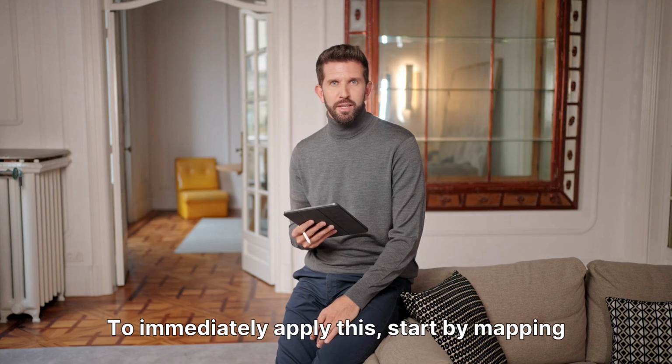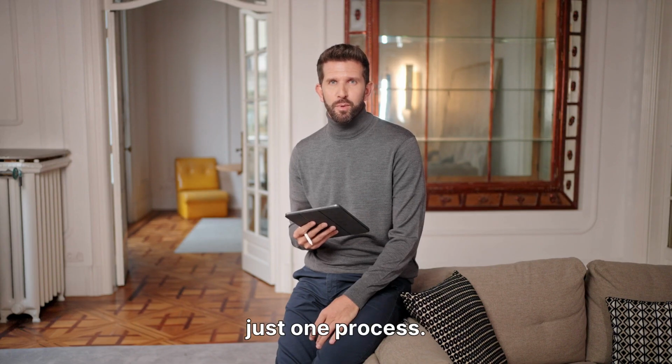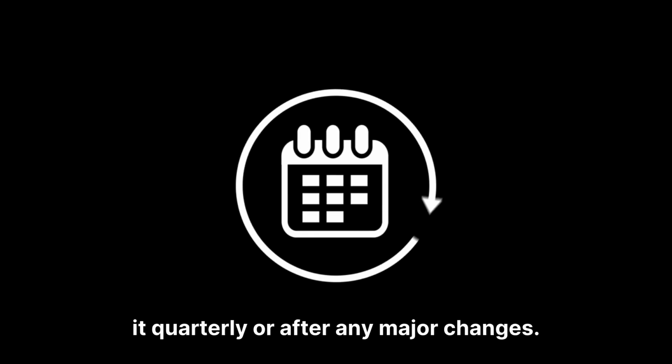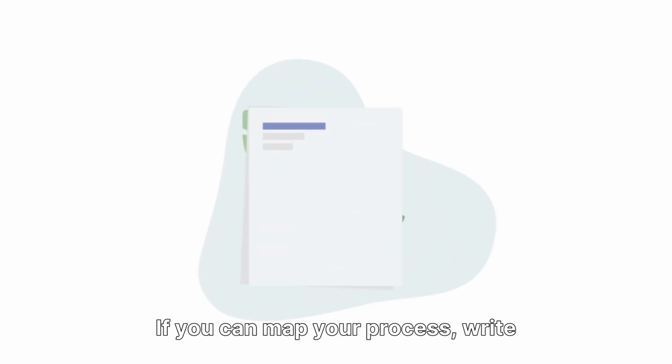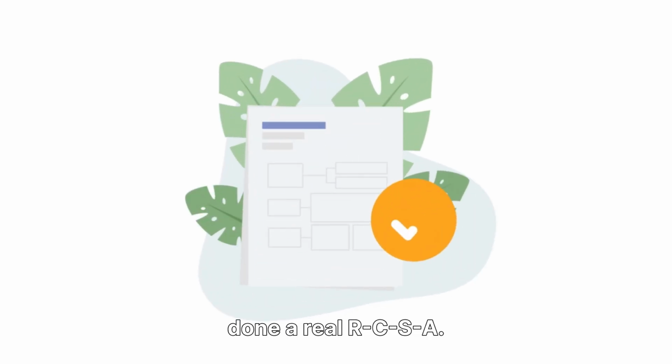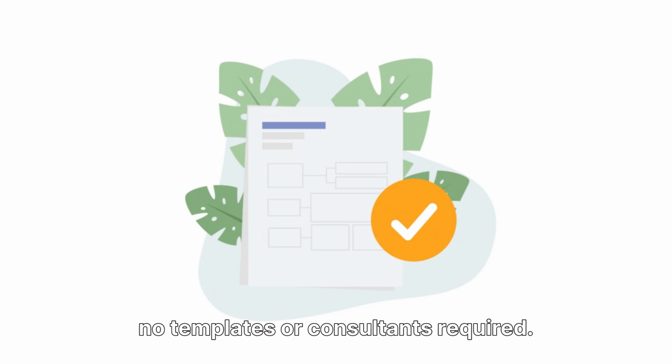To immediately apply this, start by mapping just one process. Conduct one RCSA per session and update it quarterly or after any major changes. If you can map your process, write clear risks, and explain your controls, you've done a real RCSA. No templates or consultants required.